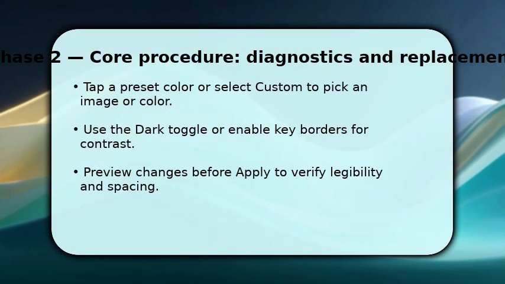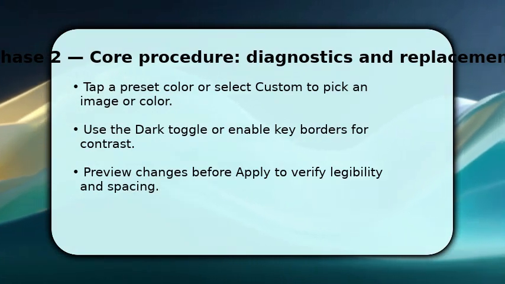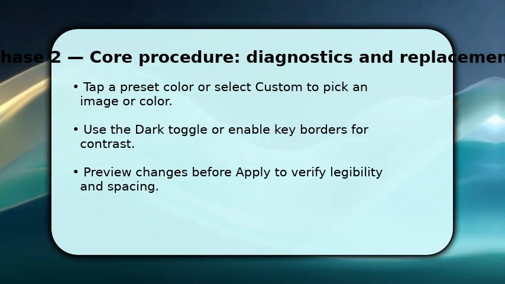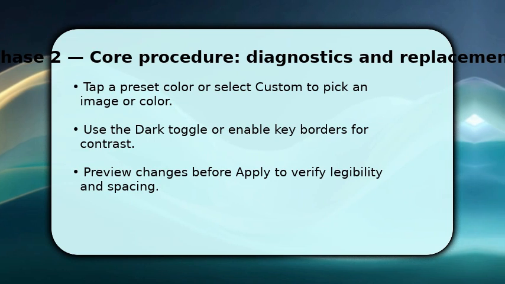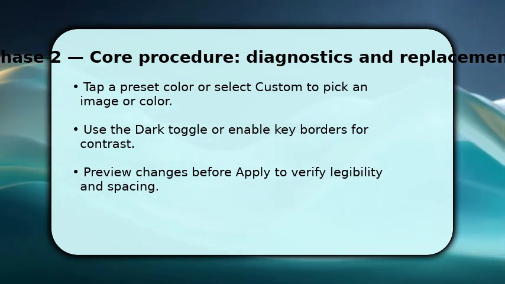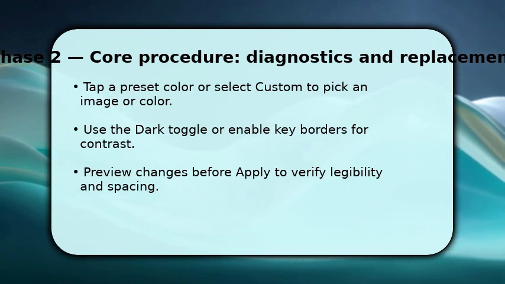You now pick a preset or create a custom look. Tap any thumbnail to preview, or choose custom to select a photo or single color. Once done, adjust the dark mode toggle or enable key borders to improve legibility. This matters for visibility in different lighting.